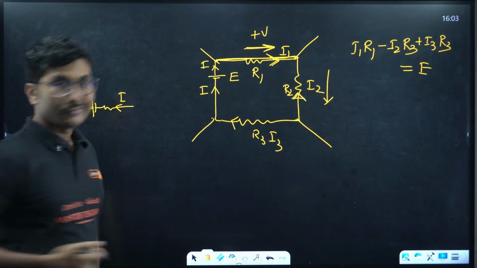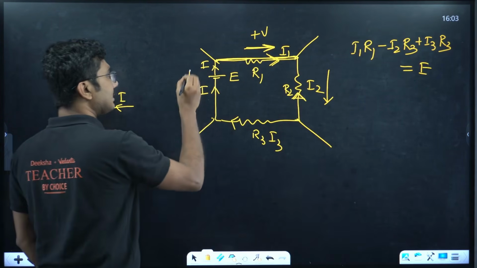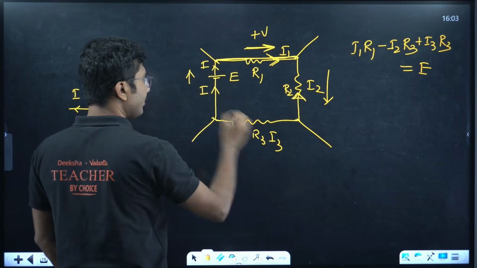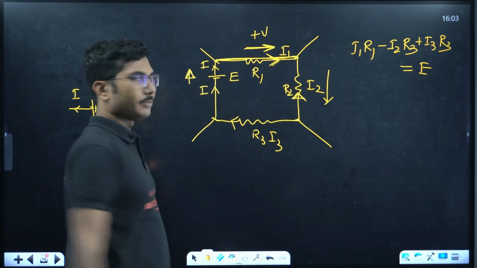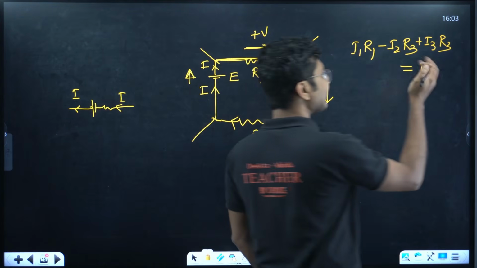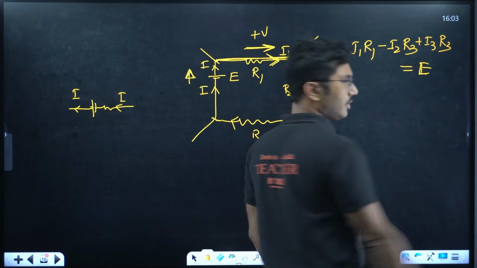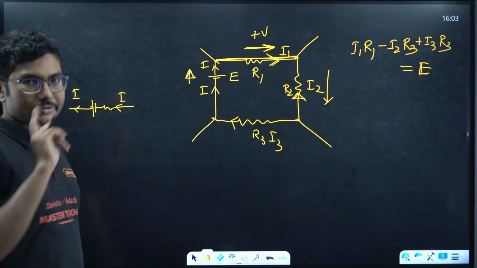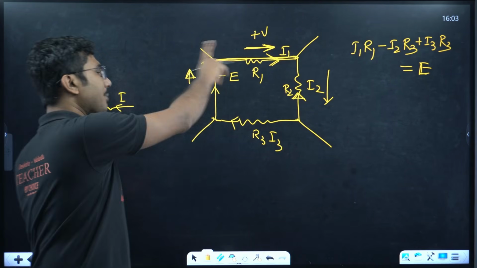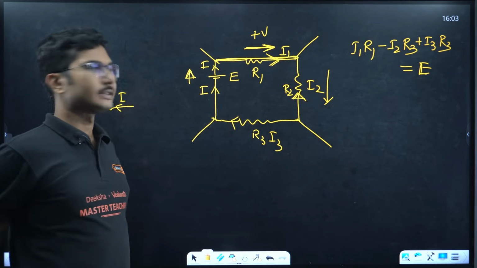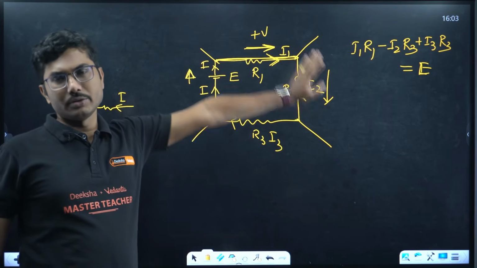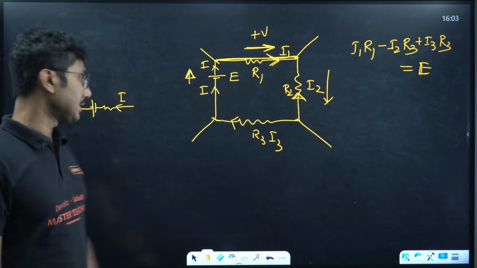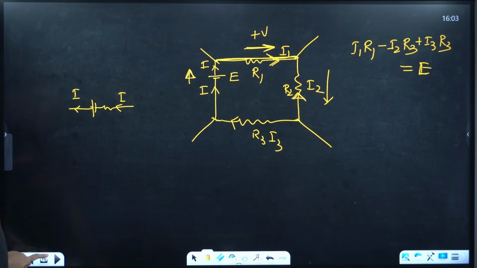Now remember, if the cell is sending current in the same direction as your loop, then on the right hand side the cell's EMF will be positive. That's how you should remember it. Whenever you apply Kirchhoff's law, no matter how complicated the circuit is, if you follow these basic rules, you should be able to construct equations and solve them. Obviously it requires a lot of practice, so we might do that in the future.